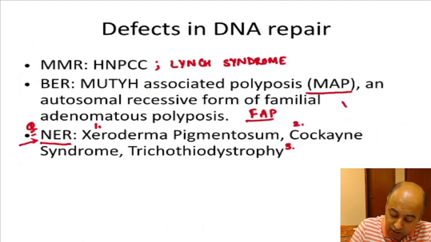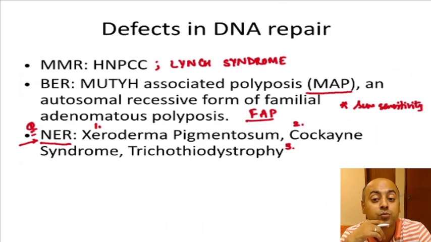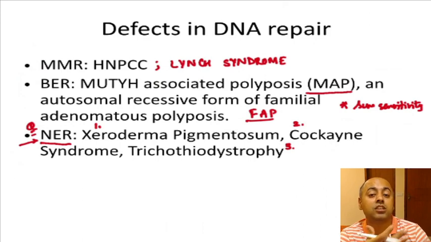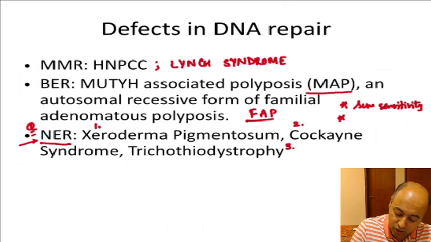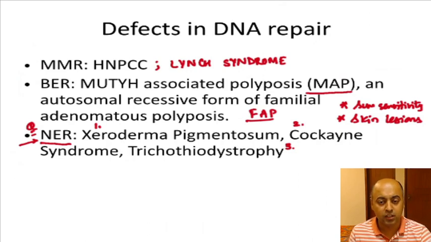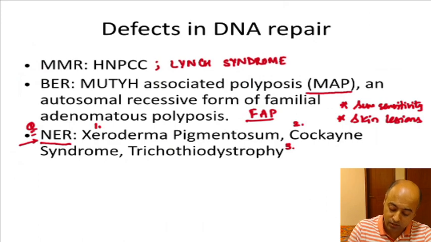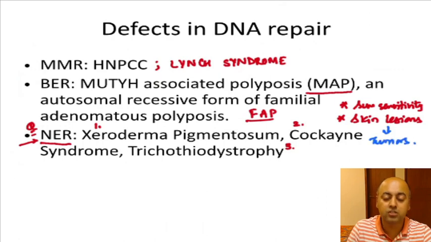What is the presentation? In case of presentation, you should remember there is sensitivity to exposure to sun. We have what is known as sun sensitivity. Why? Because commonly here the damage is occurring due to exposure to the UV light. So when you go out in the sun, UV exposure is there, so we have the sun sensitivity. As a result of which, there will be formation of the lesions on the skin. Following the skin lesions, these skin lesions can turn malignant.